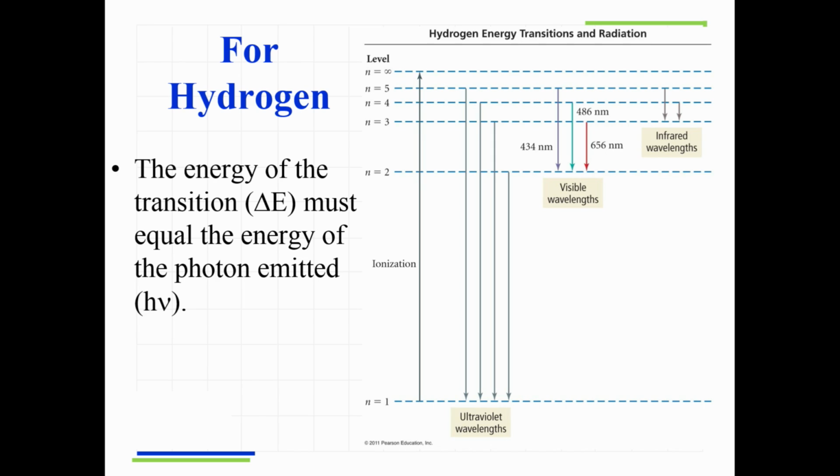Okay? But this is what we need to know, and this is really a key statement here, so put a star by it. The energy transition, delta E, of the electron has to equal the energy of the photon. I used h nu to represent the energy of a photon, because that's the equation that we use for calculating the energy of the photon.